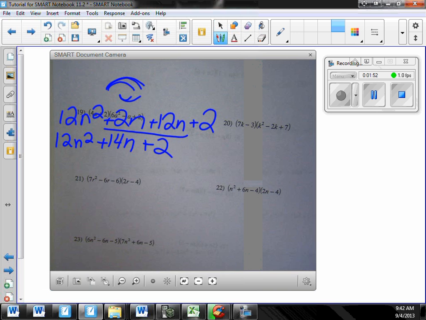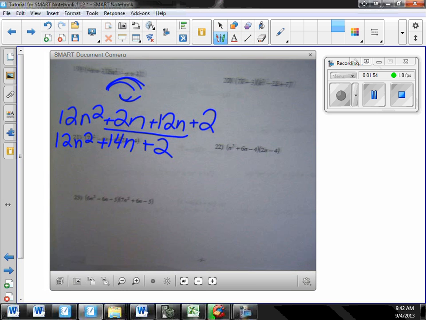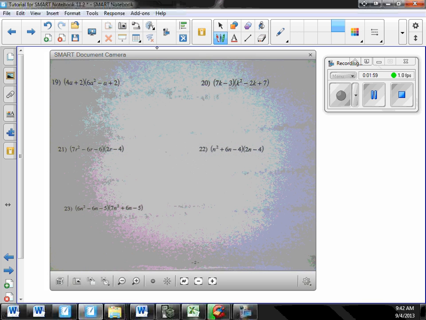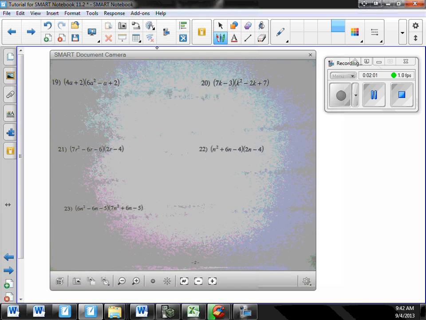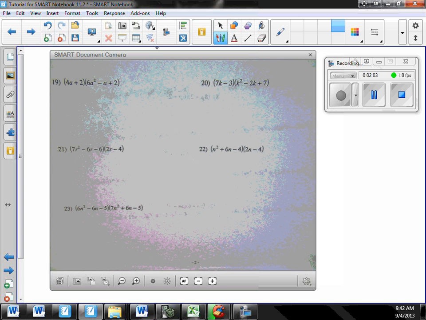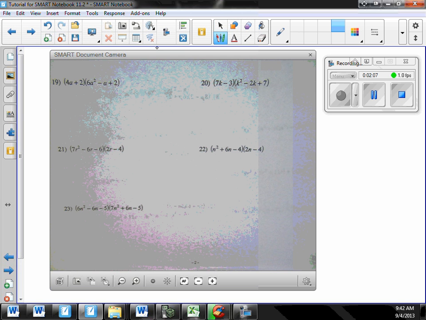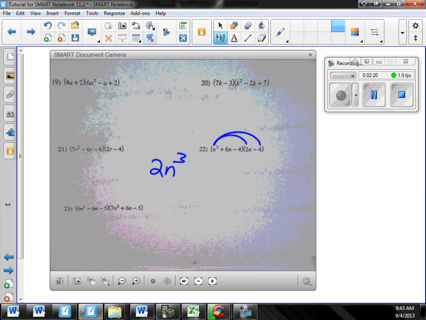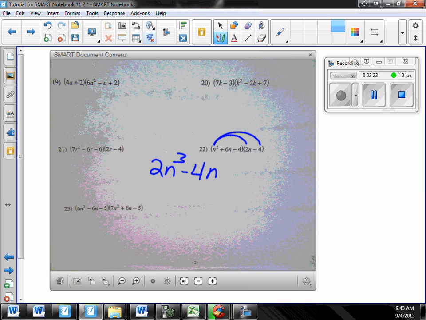Look at number 22. How do you multiply a trinomial and a binomial? So I'm going to take the first term in the trinomial and multiply it across. Then move on to the second term and multiply it across, and then move on to the third term and multiply it across. So those give me 2n to the third. That one gives me negative 4n squared.